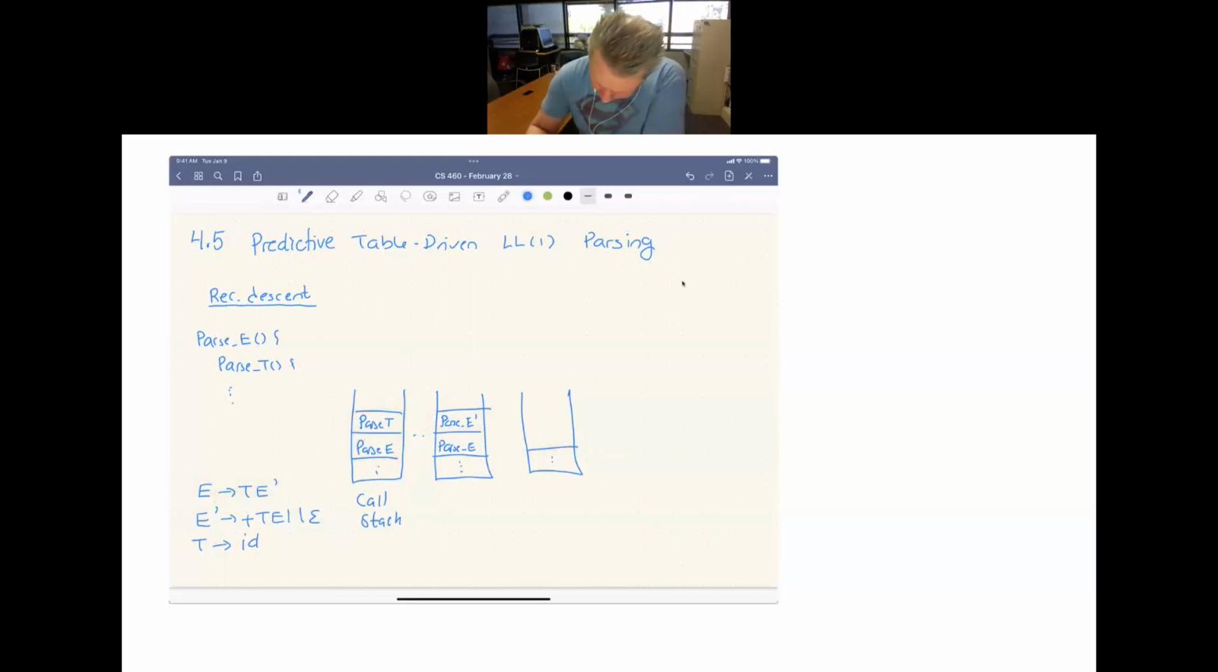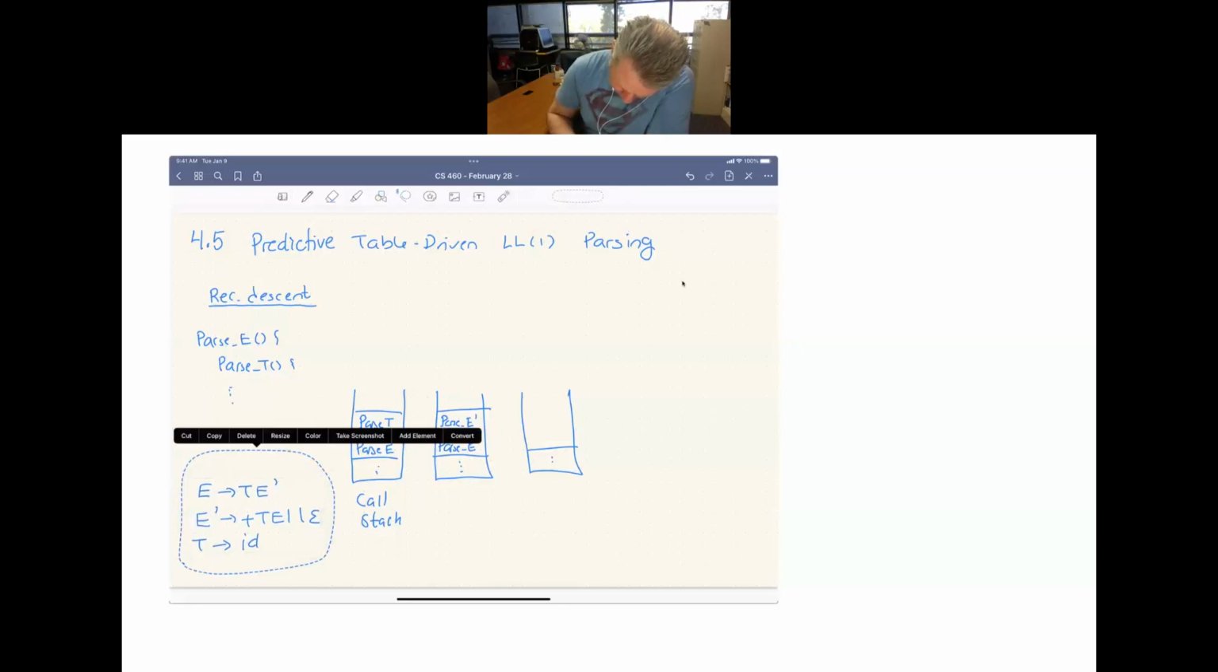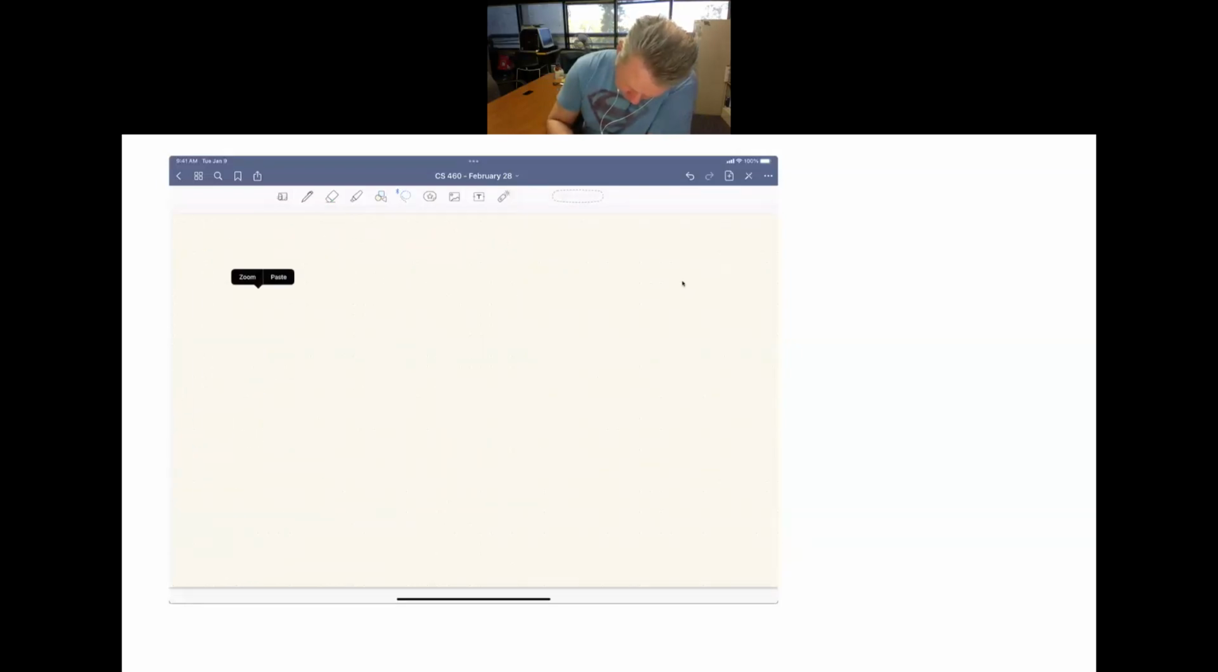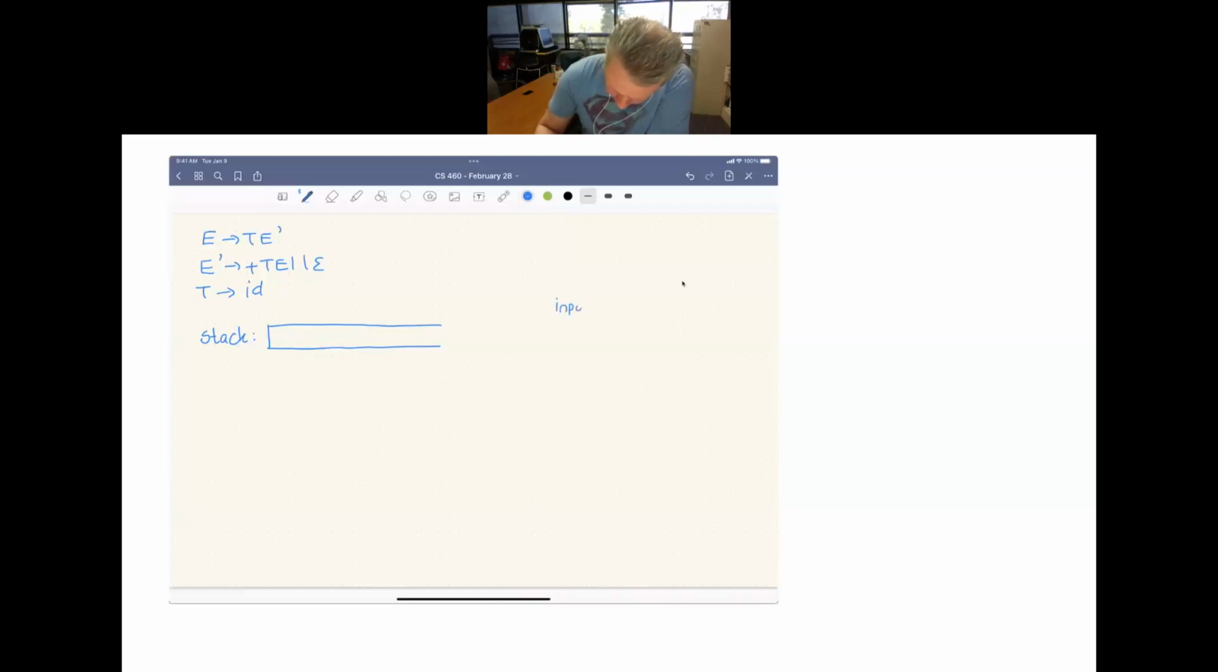So for example, should we do that on another page? I'm just going to grab this. If I start out, I'm going to lay down my stack because it's just easier to write things out this way. And let's say I have some input, I don't know, it's just ID plus ID. And let's just say that I want to start with an E.